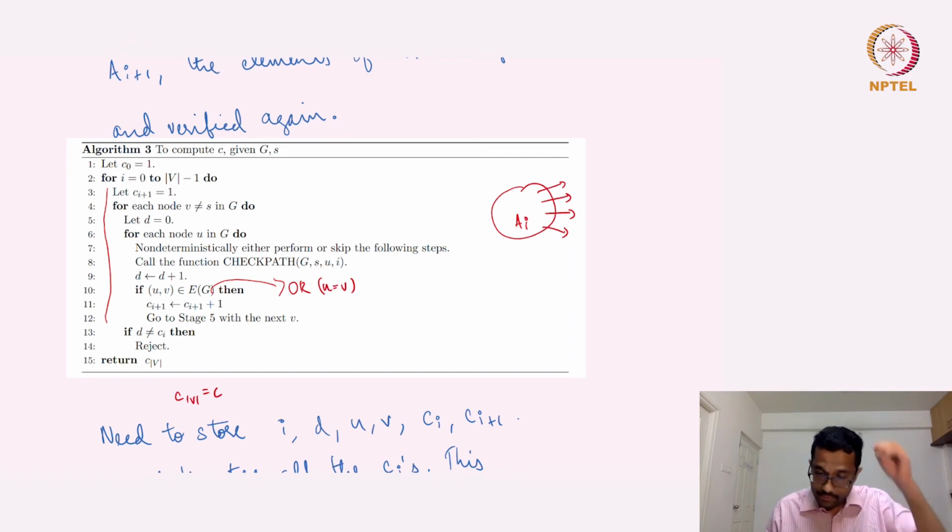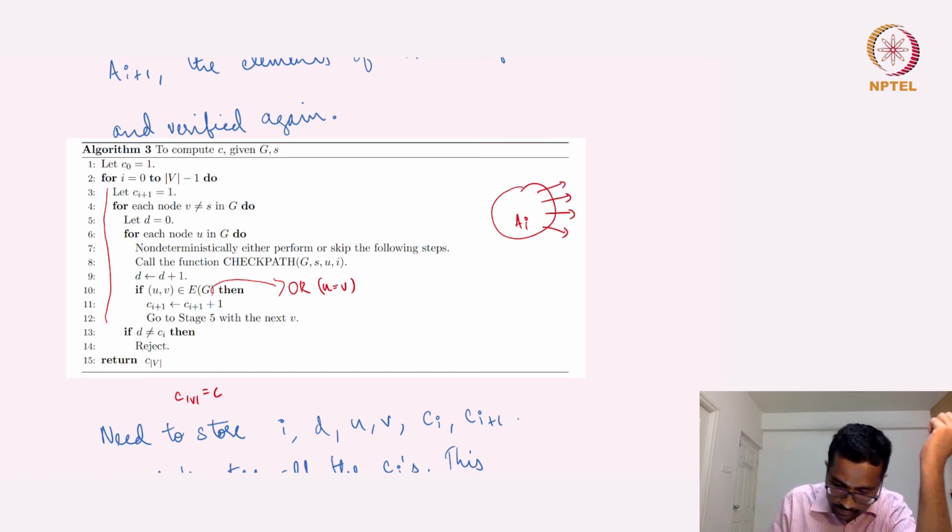And what are the things that we need to store here? We need to store i, we need to store Ci, we need to store Ci plus 1, we need to store v, we need to store u, and we also need Ci, right? These are the things that we require.